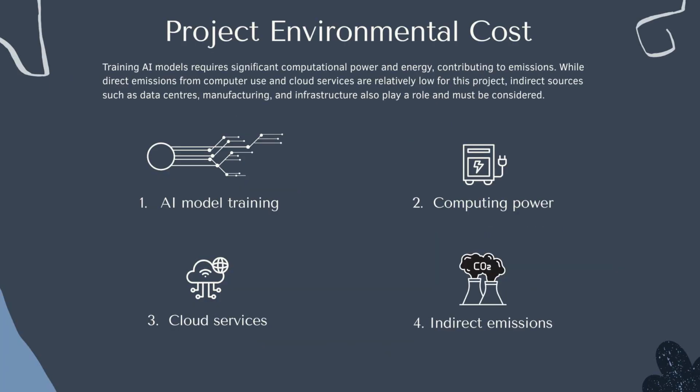The project environmental cost has been divided into 4 main areas: AI model training, computing power, cloud services, and indirect emissions. Training AI models requires significant computational power and energy. While direct emissions from computer use and cloud services are relatively low for this project, indirect sources such as data centers, manufacturing, and infrastructure also play a role and must be considered in the potential scalability of the project.